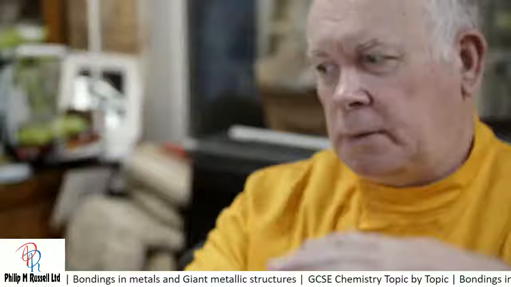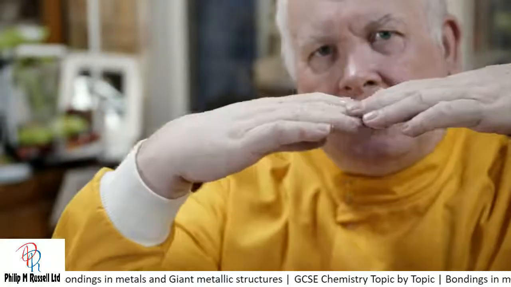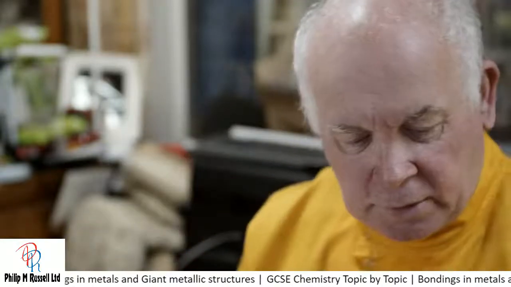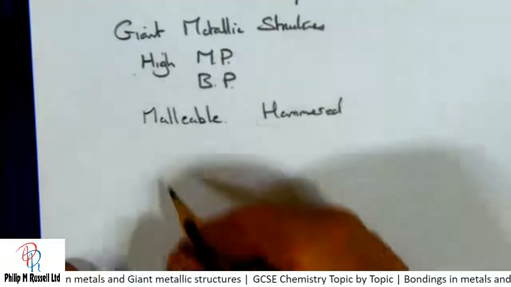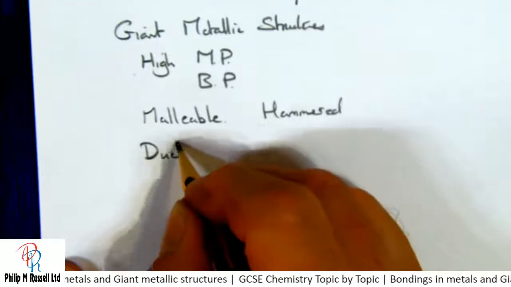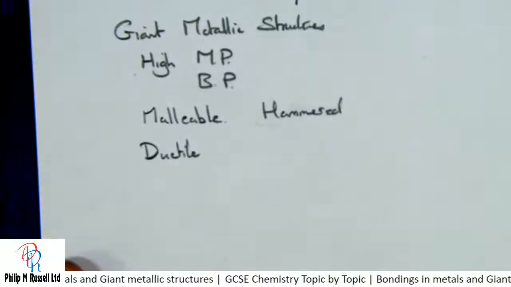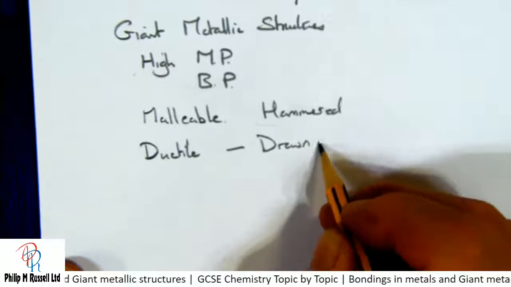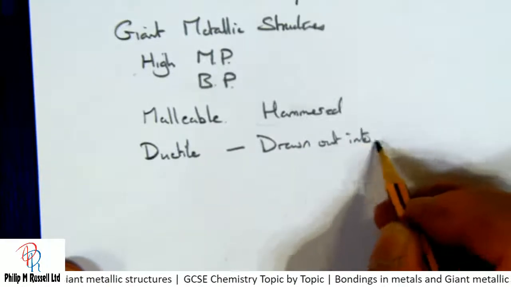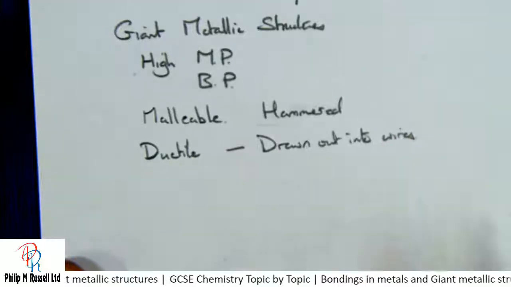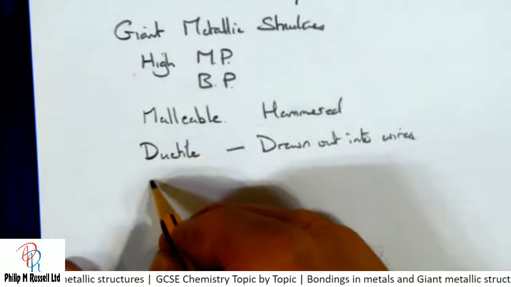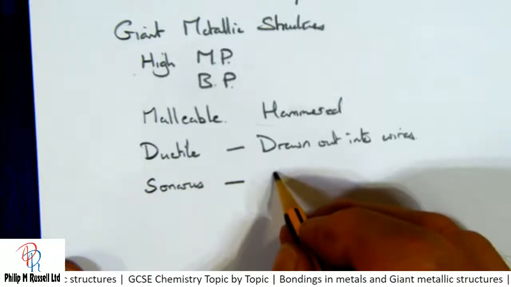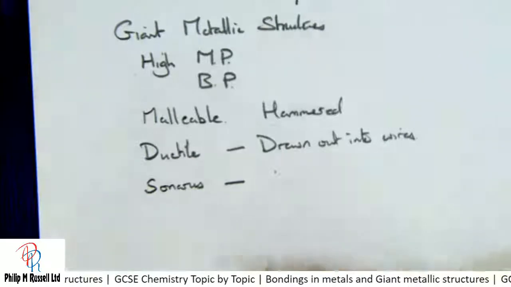Another thing we can do with the metal is pull it out, so we can draw the metal out, and this forms wires. And this is a property being called ductile. So this is being drawn out into wires. There's another property related to this, and it's being sonorous. It actually sounds, it actually dings.